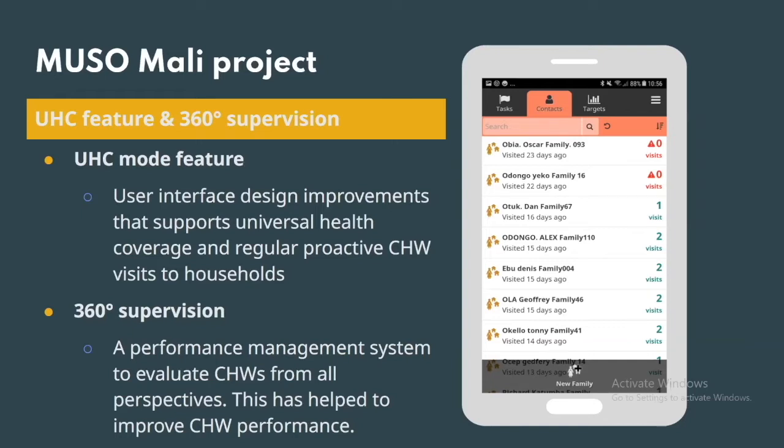This strategy revealed that frequent and quality coaching can critically improve community health workers' performance and quality of care. That's it. I let Victor tell you about the previous and the current Mali project contact hierarchy. Thank you.